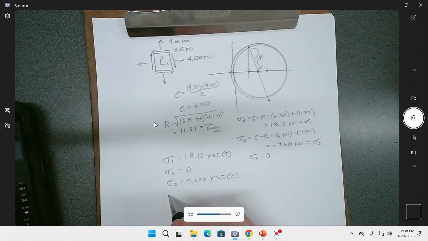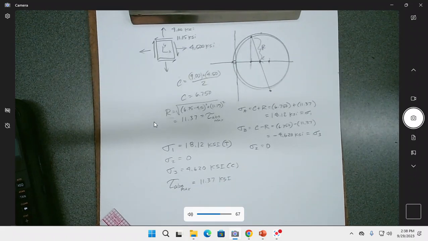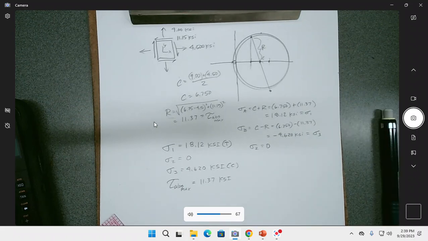Tau abs max is 11.37 KSI. And that's neither tension or compression, I should try to remind you. Because tension and compression is only about normal stress. We could assign a sign if we wanted to for shear, but it doesn't really matter. Because a lot of times that's just all about which way that you cut the thing. You're looking at that side, you're looking at that side. It only really comes up when you're trying to combine with transverse stress.